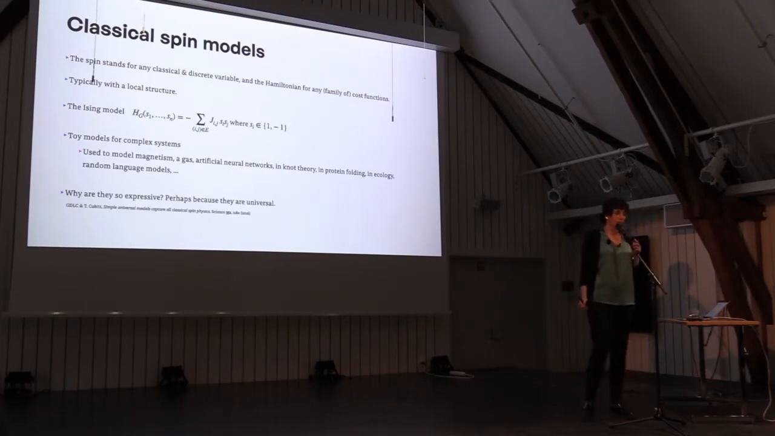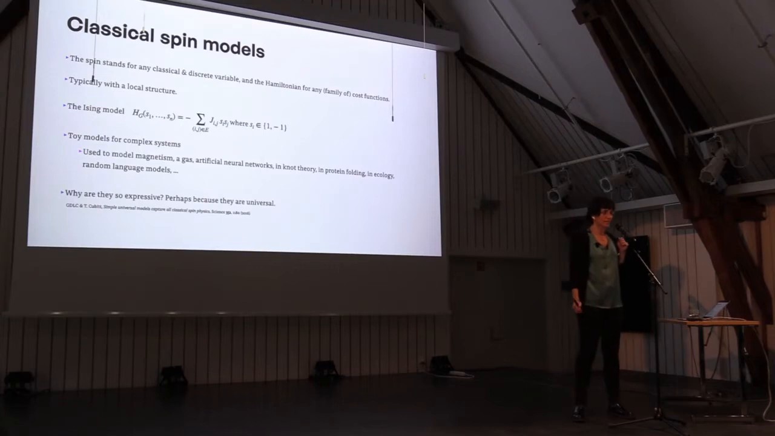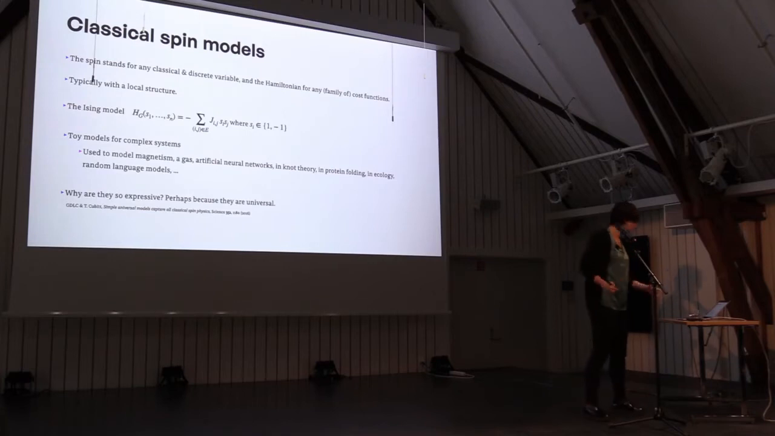Why are they so expressive? I really wonder, why can you do so much with so little? It need not be the case. I think that perhaps one of the ways to understand that is because they are universal, particularly because the Ising model is universal. Namely, it can simulate any other spin model. And that's what I'd like to share with you now.